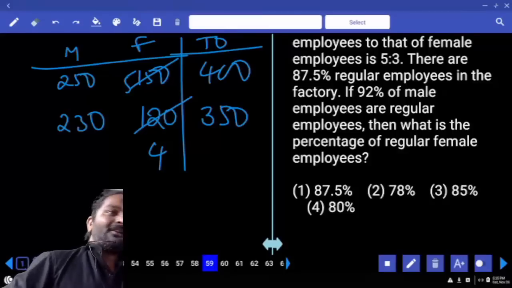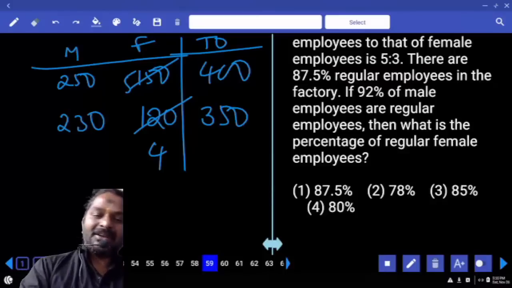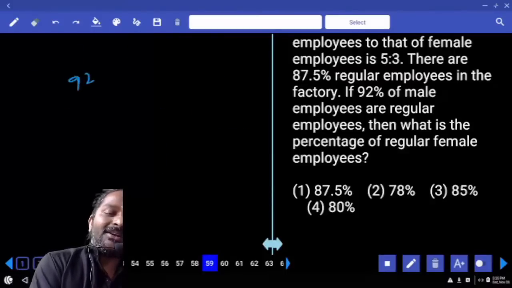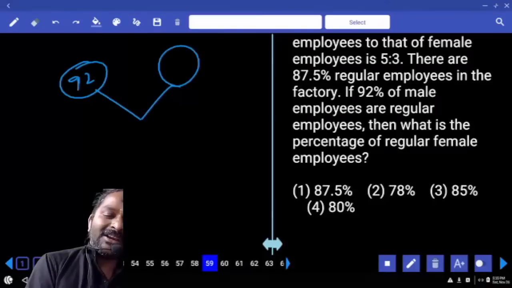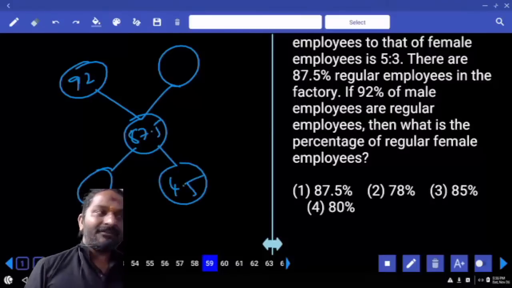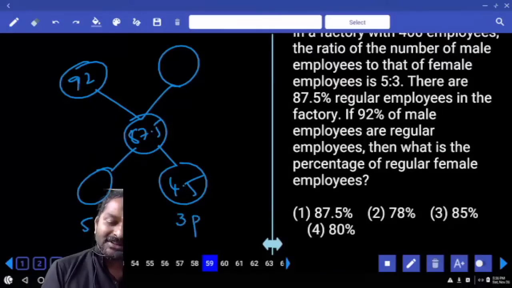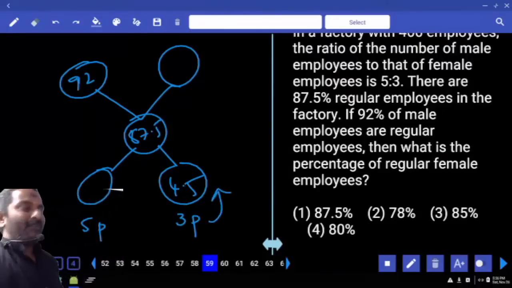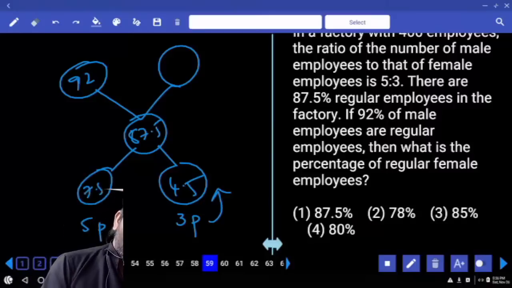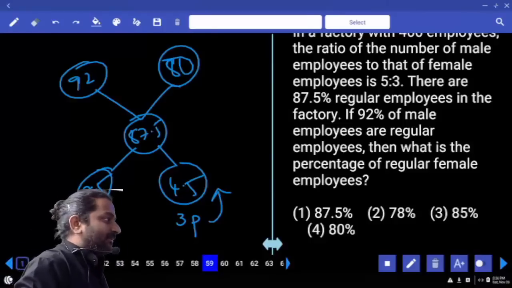We can solve this same question another way. What is it? Alligation. We can apply alligation. Male 92%, female we need to calculate. Overall we said 87.5%. Right. The difference between 92 and 87.5 is 4.5. The ratio between male and female is 5:3 only. So 5 parts here, 3 parts here. 3 how many times is 4.5? 1.5 times. 5 times 1.5 is 7.5. So the difference between 87.5 and 7.5 is 80, which is the female percentage. Understood?